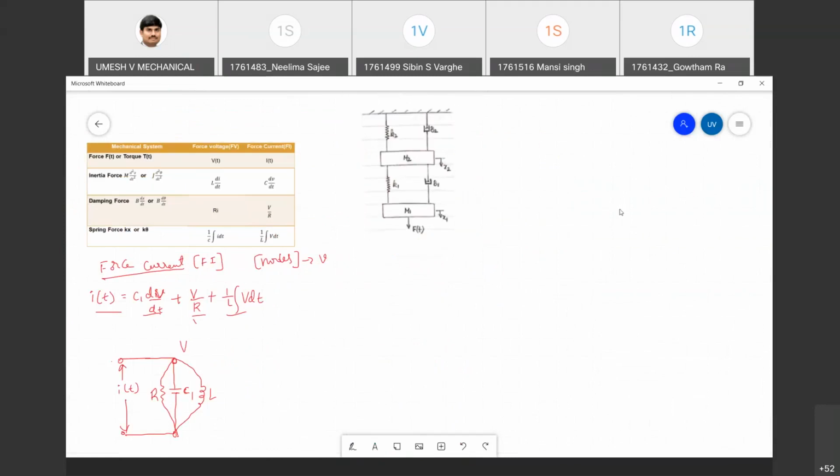Take this second question. All of you copy this diagram. This is the second question. Draw the force voltage and force current circuit for the given mechanical system. Copy this second question, all of you. This will be M1, B1, K1, M2, B2, K2. Similarly, X1, this is X2, and the input will be F of t. Kindly note down this diagram.